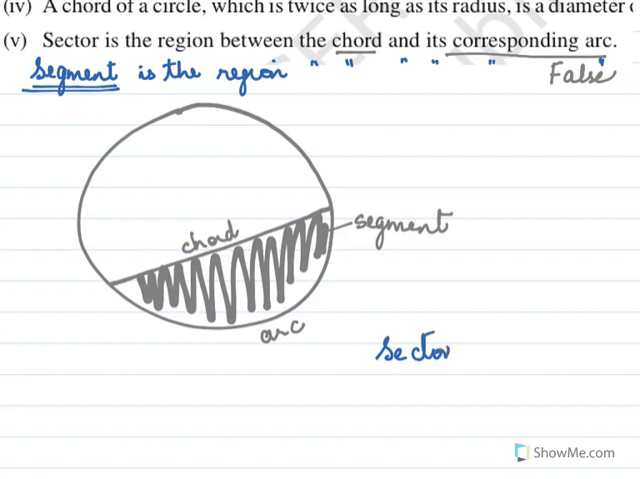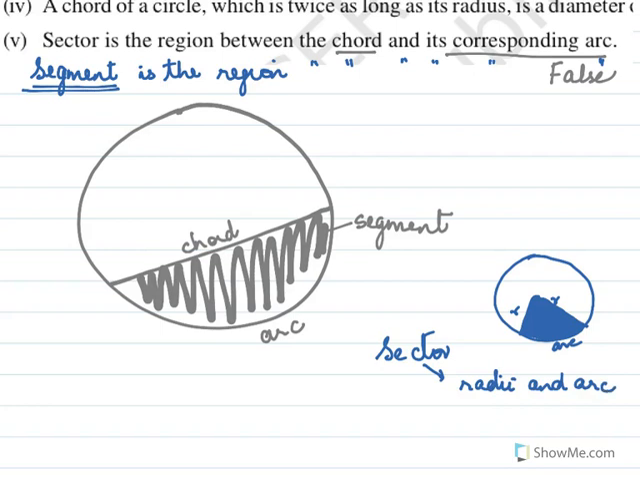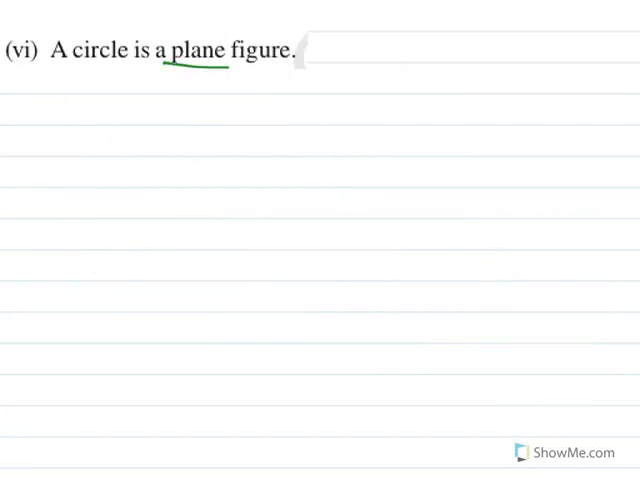Sector is this. If I draw a circle, this is sector. It is between 2 radii and arc. That is sector. A circle is a plane figure, is true. It has just got 2 dimensions, so this is true.